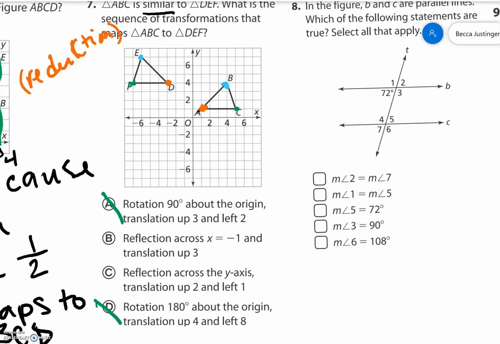Then we need to see, are we reflecting across the x equals -1 and then translating up 3, or reflecting over the y? So we'll try both. X equals -1, we can just reflect 1 point. If x equals -1, A gets reflected to here. And then if we moved it up 3, boom, right on top of D. So B must be our answer. But let me show you why the other one is not. So if we reflect it across the y-axis, A would be here. And then it says up 2, left 1, and that puts us there, which is not where we want to be.